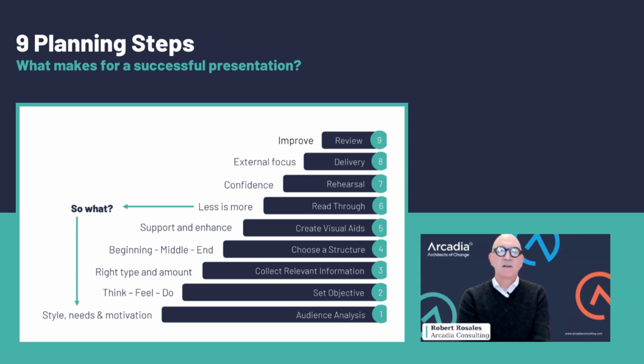Step number 3 is about collecting the relevant information. What's the right amount of the right kind of information that would be relevant for your audience? What are the most important points that are going to resonate with your listener? What information do they need to know so that you can achieve your objective for them?